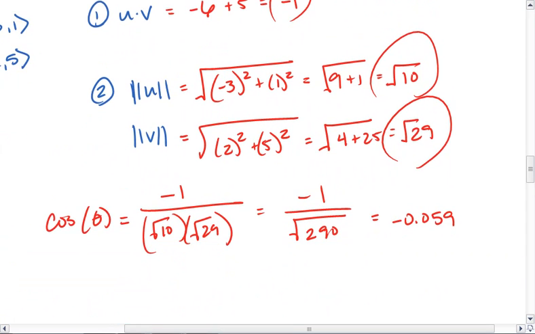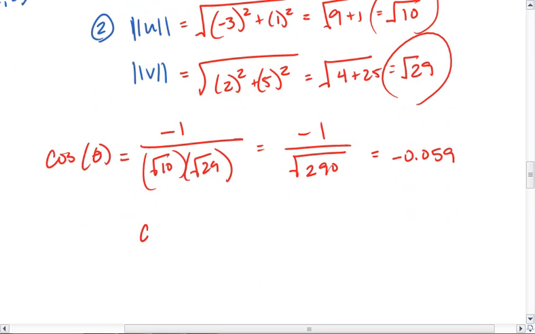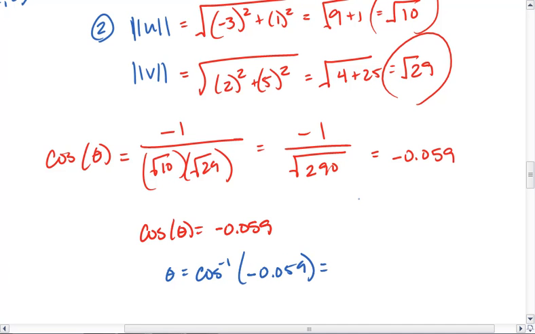Now to solve for this angle theta, because we have cosine of theta equals negative 0.059, we need to use the cosine inverse or arc cosine. We take cosine inverse of negative 0.059. Use your calculator. My calculator is in radian mode. It depends, it's totally up to you which mode you want to be in, or which mode your instructor is going to be looking for. But in radian mode, I get 1.63 radians.